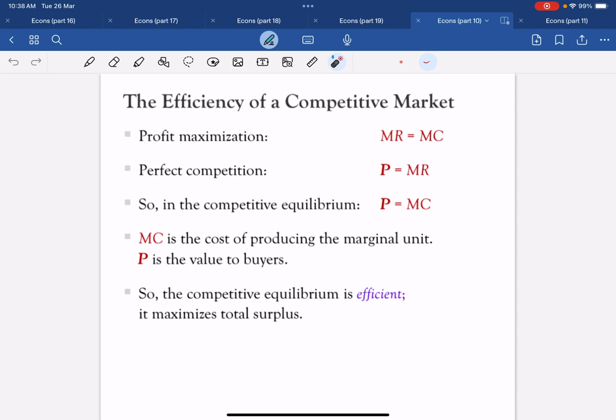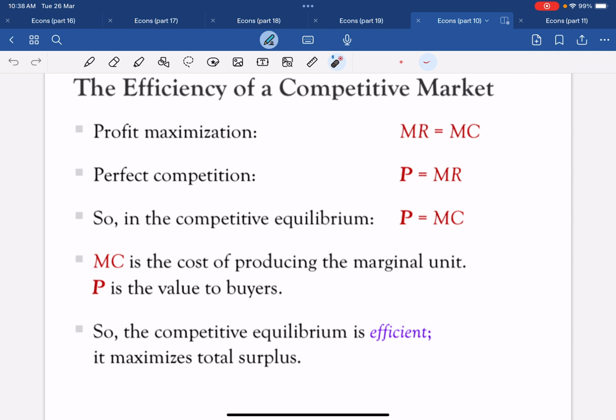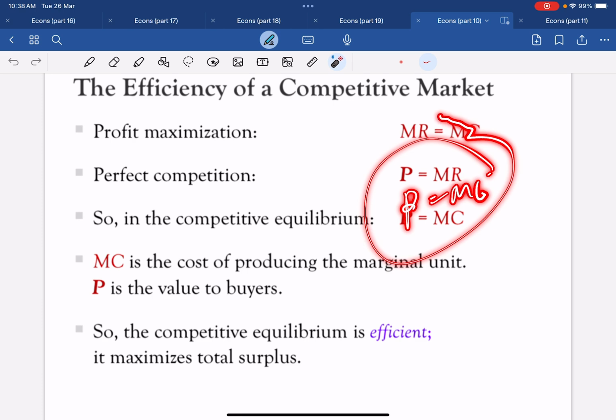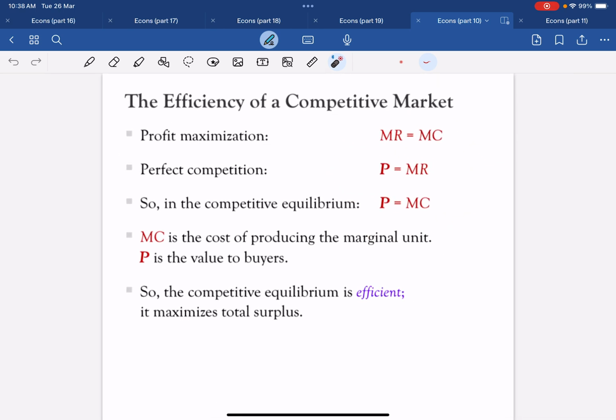And a recap of what we have gone through: for perfect competition, you maximize profit at MR equals MC. But in perfect competition, your price is your MR. So in equilibrium, you are producing where price equals MC. And price equals MC is the outcome that doesn't produce any deadweight loss, so it maximizes total surplus. So it is efficient in this case.